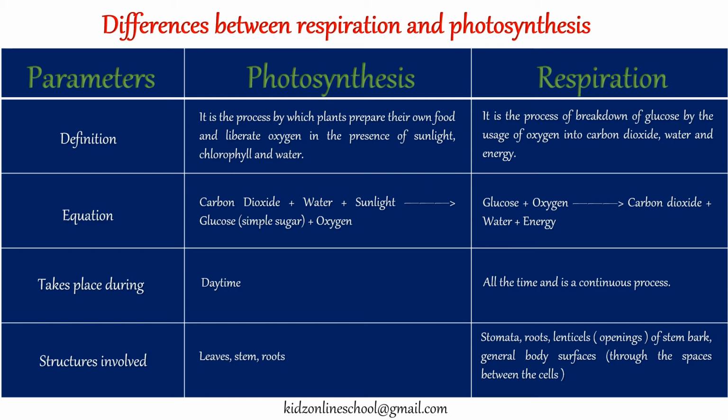Photosynthesis equation: carbon dioxide plus water plus sunlight equals glucose plus oxygen. Respiration equation: glucose plus oxygen equals carbon dioxide plus water plus energy. Photosynthesis takes place during daytime. Respiration takes place all the time and it is a continuous process. The photosynthesis structures involved: leaves, stem, roots. Respiration structures involved: stomata, roots, lenticels of stem bark, general body surfaces.